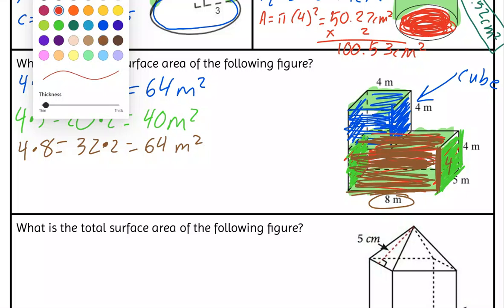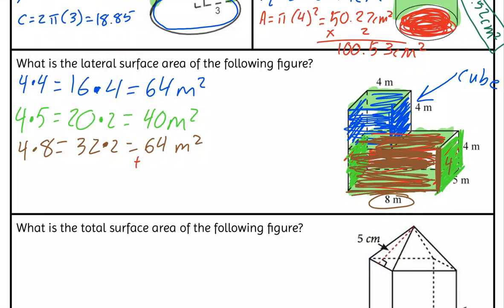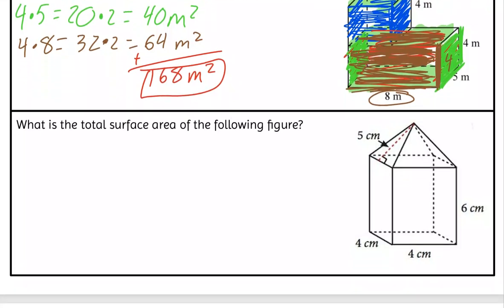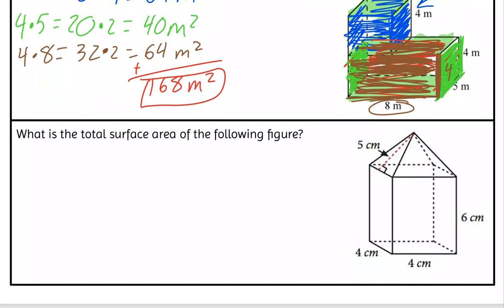Now, all that we're going to do to finish this up is add up all of my sides. So I have 64 plus 40 plus 64, and that ends up giving me 168 meters squared. So this right here is my total lateral surface area for a composite figure. So let's go ahead and go on to the last question here.